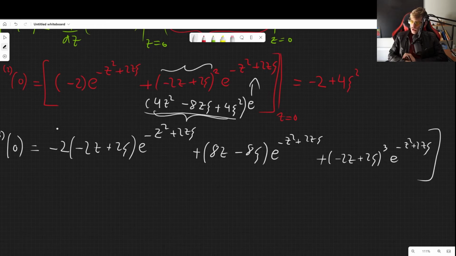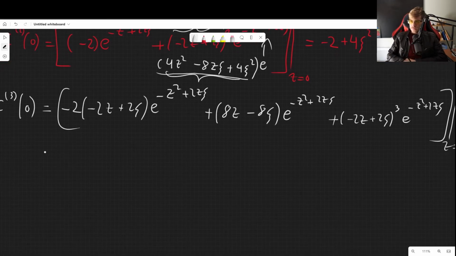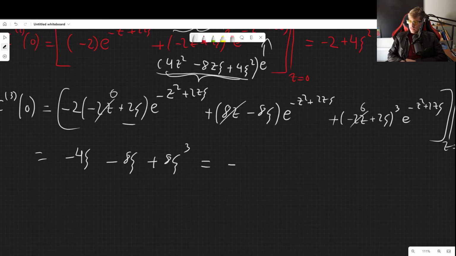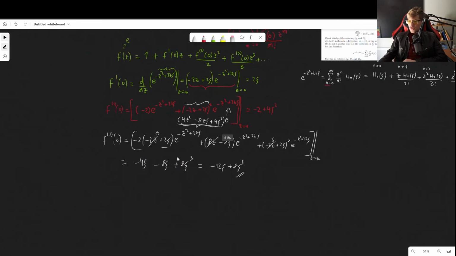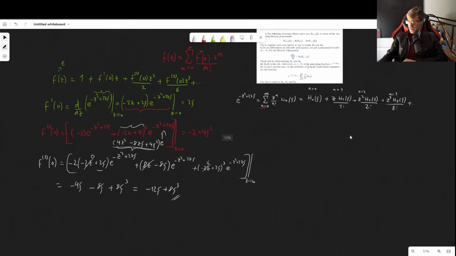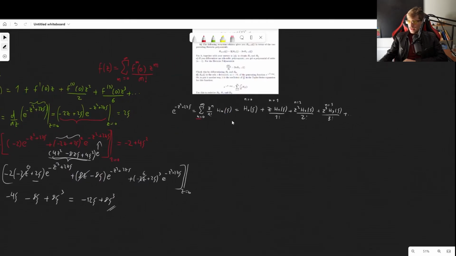And now we have to evaluate all of this at 0, which makes it a lot easier. So all the exponentials are going to go to 1. This goes to 0, so we get minus 4ψ from here. Then this is 0, so we have minus 8ψ. And then this is 0, so we get 2ψ cubed. So we get plus 8ψ cubed, which is minus 12ψ plus 8ψ cubed. There we go. So now we have all three derivatives. So let's plug them in here.